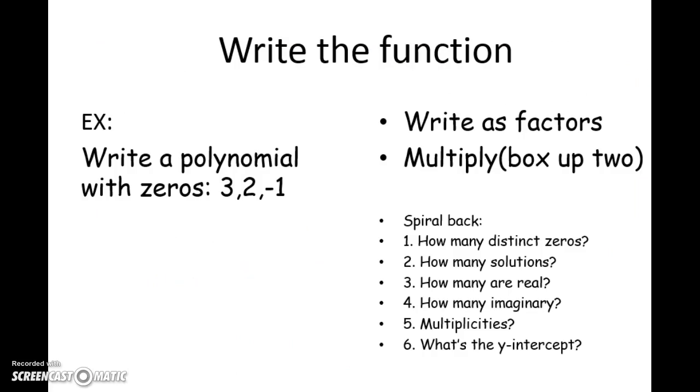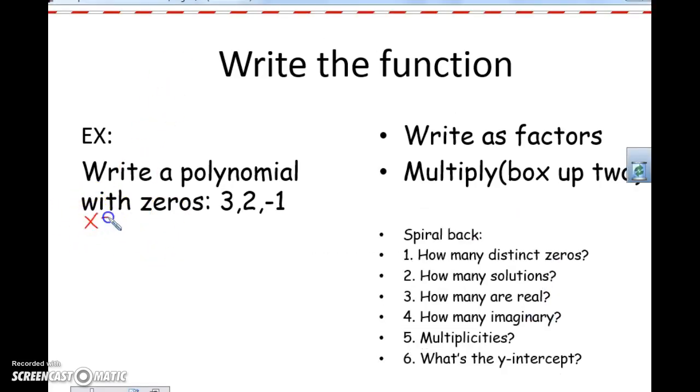Okay. So now here I've given you some zeros. We're going to write the function. We're going to write it as factors, and then we're going to write it as standard form. Okay? So if we have 3 as one of our answers, what would be its factor? So this means x equals 3, x equals 2, x equals negative 1. So what would be its factor? What about for x's 2? x minus 2. And there we go.